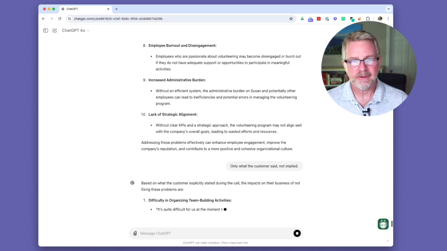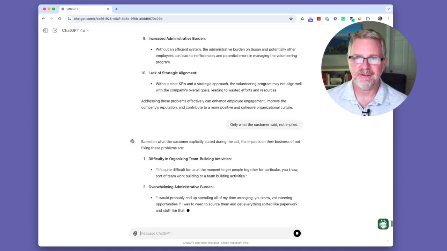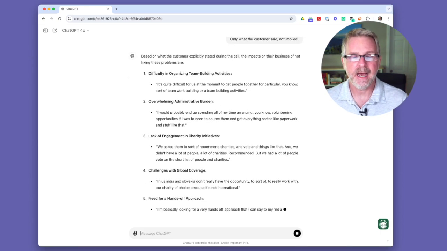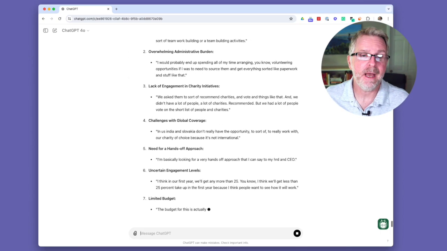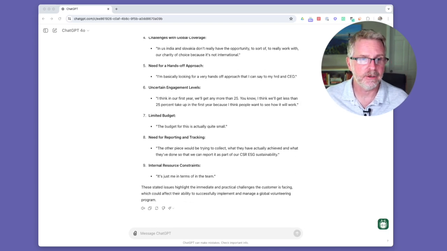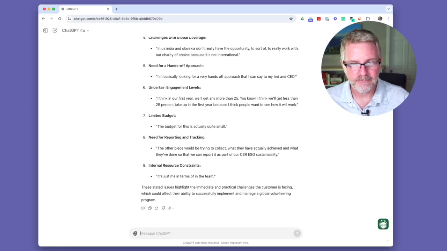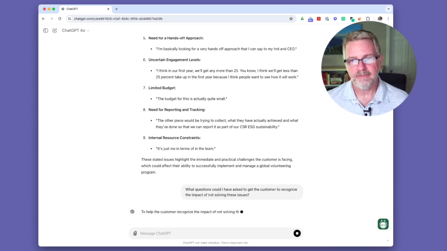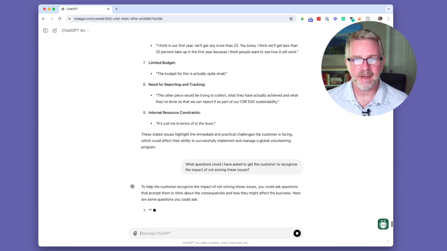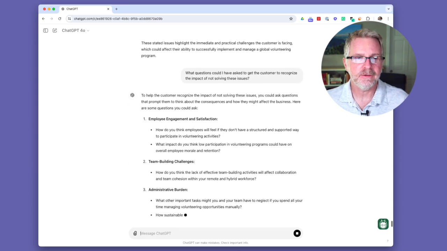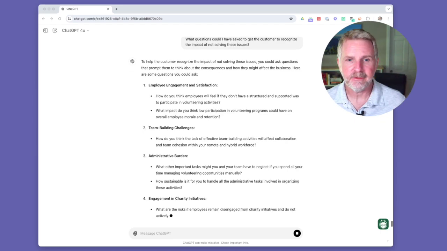And now ChatGPT is going to, based on what the customer explicitly stated during the call, tell you what the impacts on their business are. Right? And you're getting to that. Sometimes it might say no impacts. I've seen that a lot. There's no impacts discussed. And now you know, like, oh, really, I need to learn. And either way, you can now ask the follow-up question, what questions could I have asked to get the customer to recognize the impact of not solving these issues? And here you're getting more questions that you can ask the customer next time.